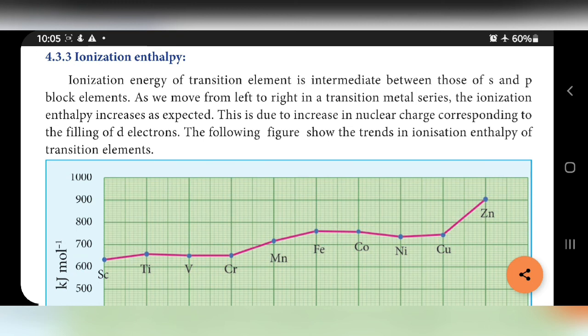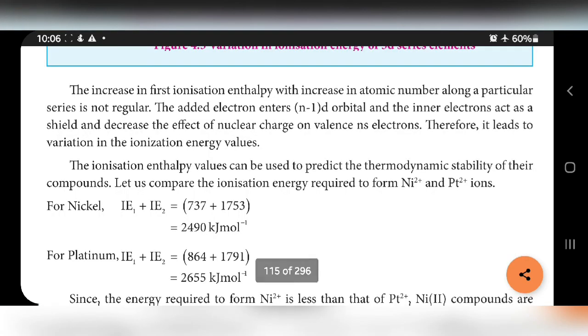But see this picture. It increases only. This is the 3d transition series. From scandium to zinc it increases, but the increase is not regular. Why? Because first ionization energy increases with atomic number, but here electrons are added in the n-1 d orbital. So the inner electrons act as a shield. If they act as a shield, the effective nuclear charge, that is the attraction between the nucleus and the outermost electron, decreases.